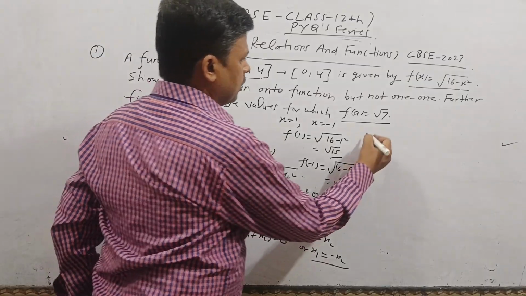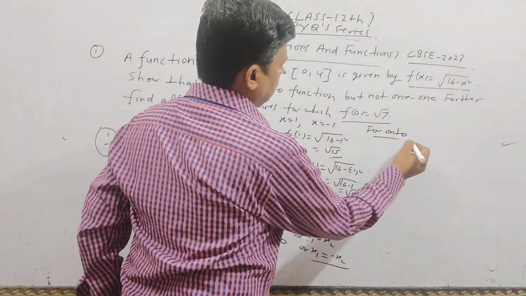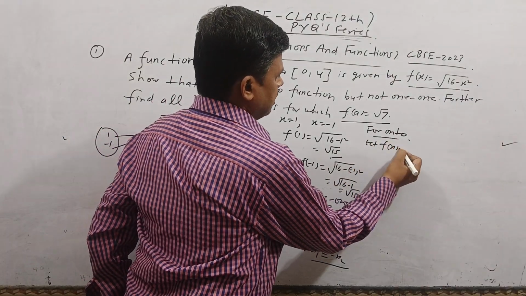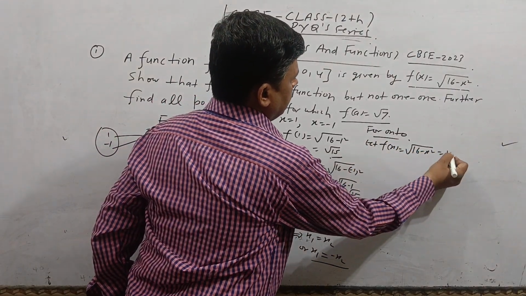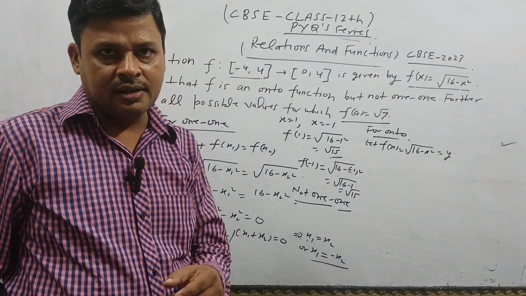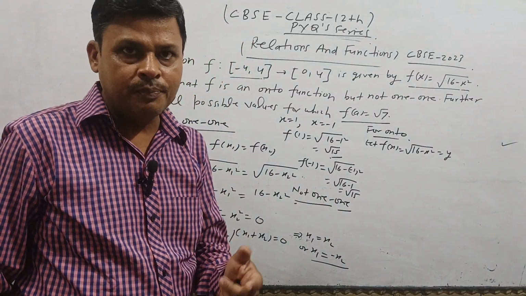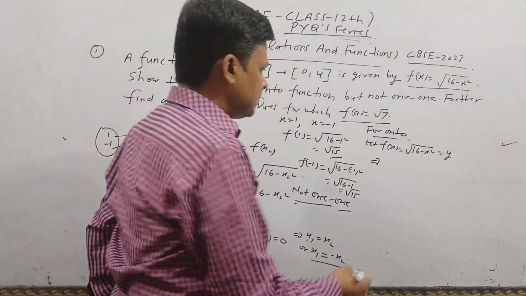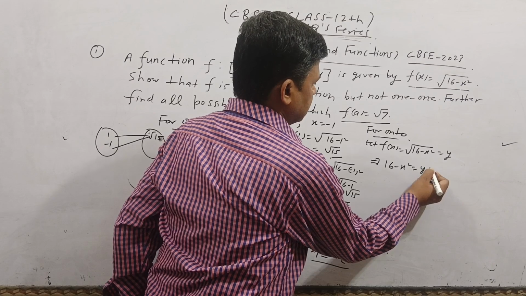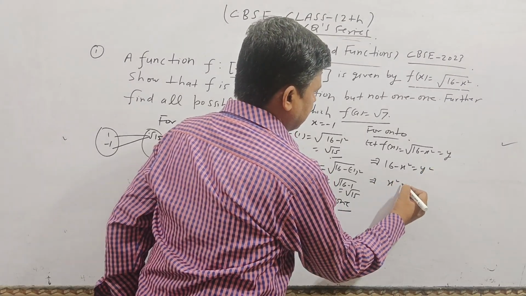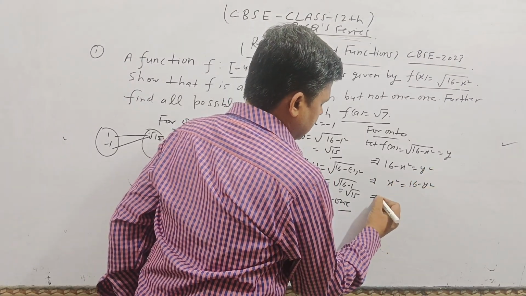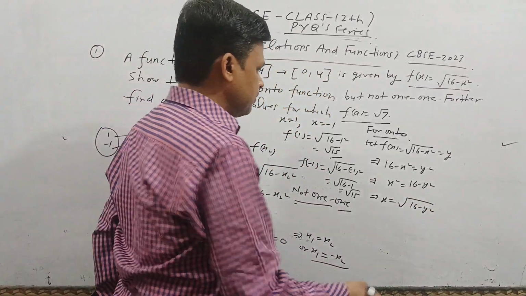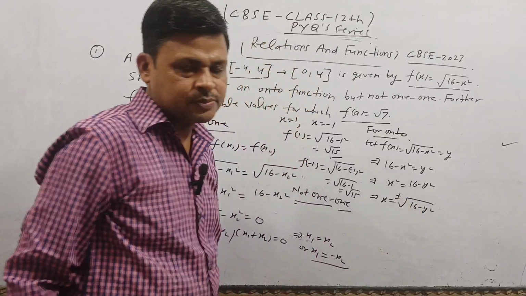Okay. Now for onto, what will be the situation? For onto, we will take that f(x) is equal to root 16 minus x square. We will consider it y, and we will find the value of x, the pre-image, in terms of y. So what will we do? We will square both the sides. So 16 minus x square is equal to y square. You can write x square is equal to 16 minus y square. That means x is equal to root 16 minus y square. You can also take the plus minus sign.